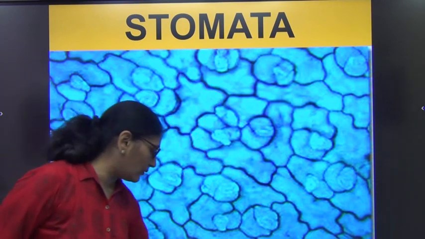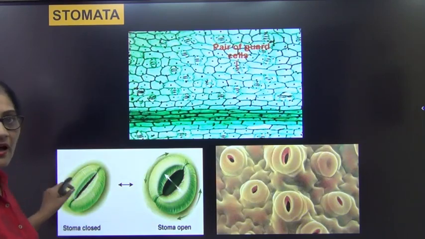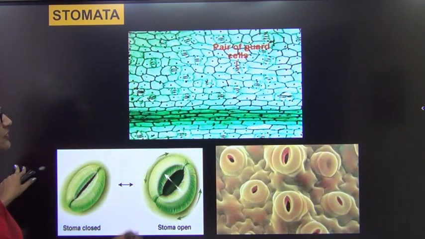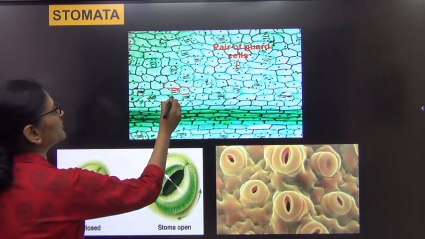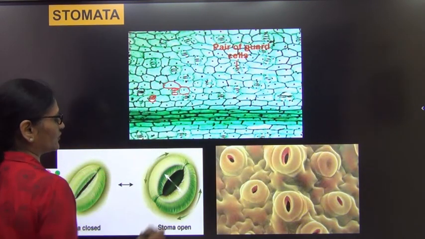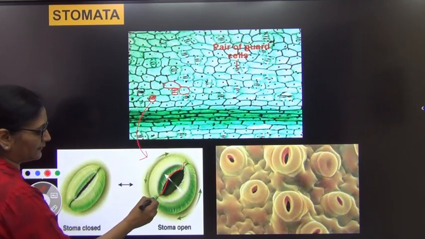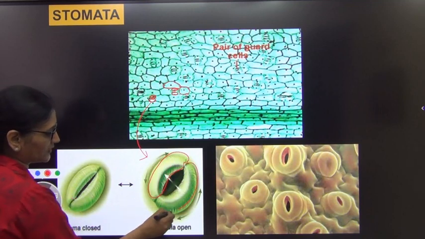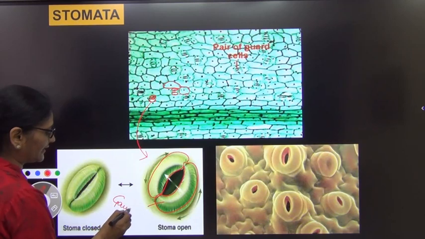Now exactly what does this stomata look like when we see it in enlarged view? If you see it in enlarged view, you will see this is again epidermis, compactly arranged cells, and in between you have these special type of cells called stomata. Let us have a magnified view of the stomata. You can see it is made up of two cells. These two cells are called guard cells, right?